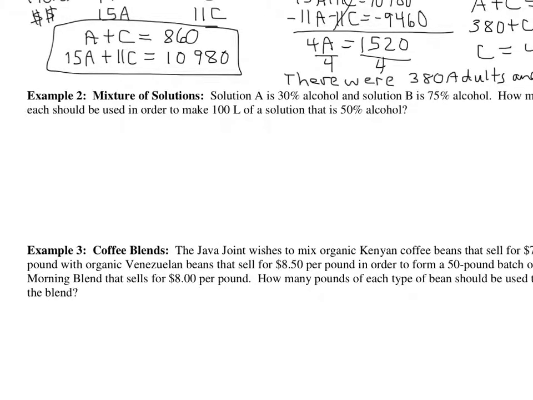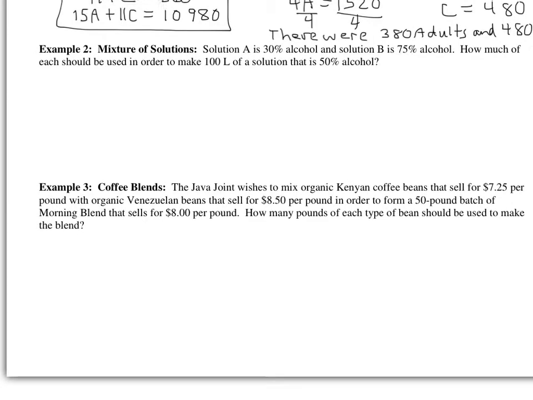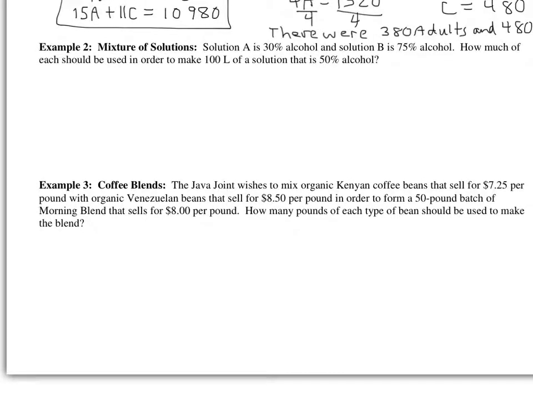Now we have mixture of solutions. Solution A is 30% alcohol. Solution B is 75% alcohol. How much of each should be used in order to make 100 liters of a solution that is 50% alcohol? That's a lot of numbers. I'm going to put these in a table.